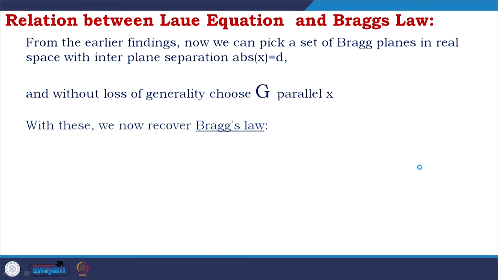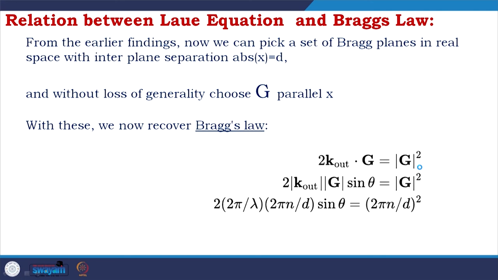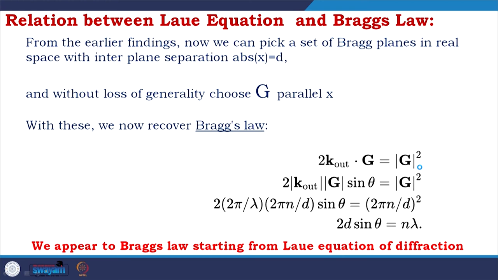With this, we could now recover Bragg's law. You will see 2 k out dot G equals the absolute value of G squared. 2 k out G sin theta is G squared. So, we replace with the values we got. 2 pi by lambda times 2 pi n by d times sin theta equals 2 pi n by d squared, which is 2 d sin theta equals n lambda. So, in that way we arrive at Bragg's law equation starting from the Laue equation of diffraction.